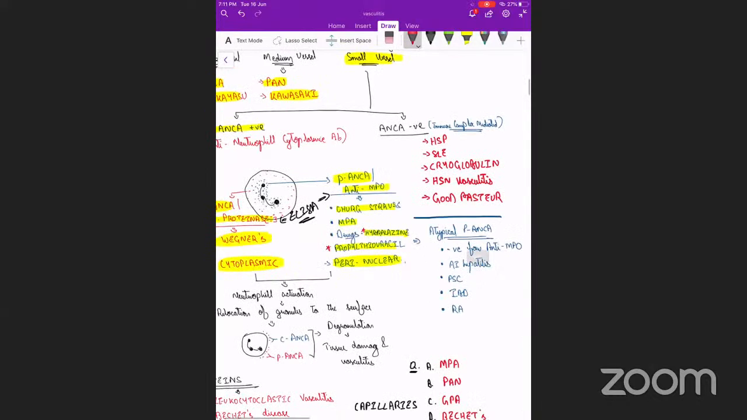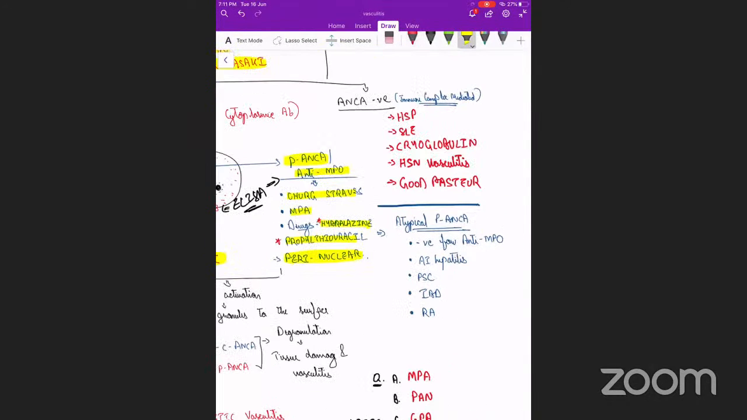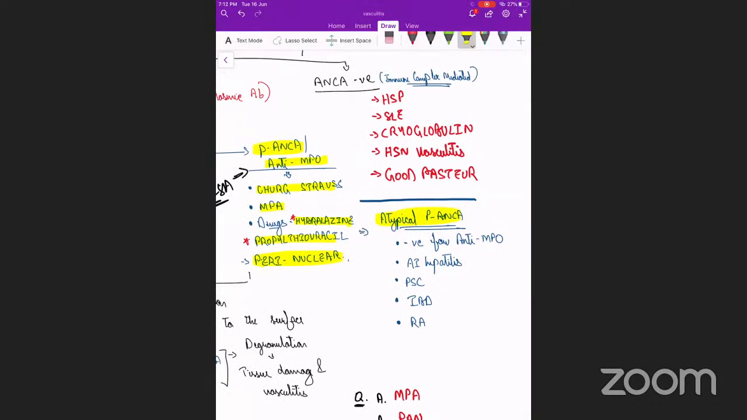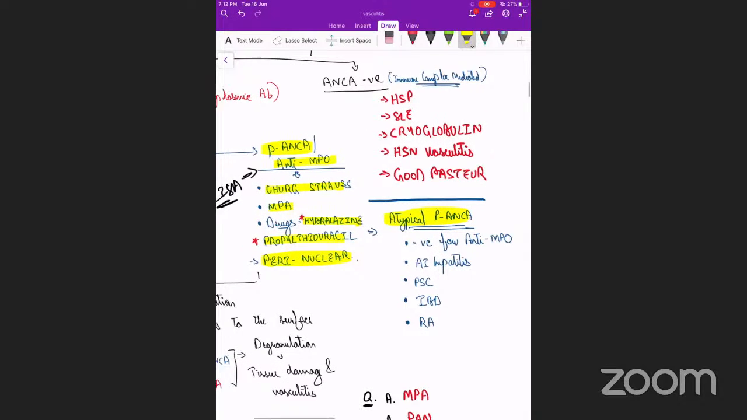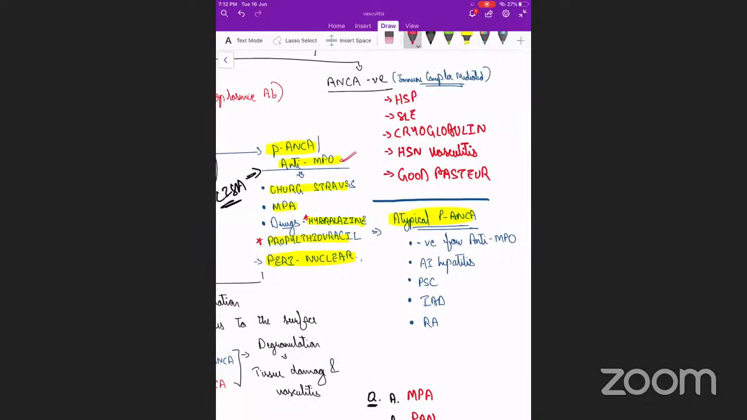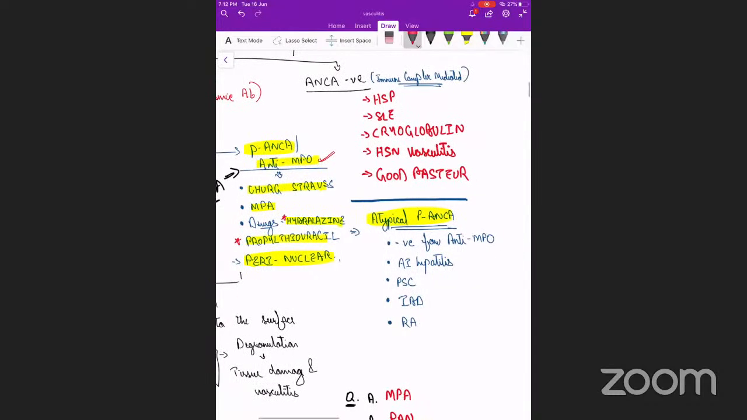Now, there is something else called atypical P-ANCA. Can anyone tell what atypical P-ANCA is? Okay, I've already mentioned. Atypical P-ANCA is, on doing immunofluorescence, you get a perinuclear stain. But this second criterion won't be satisfied. On doing ELISA, anti-myeloperoxidase antibodies won't be there, okay? So this can be in case of autoimmune hepatitis, primary sclerosing cholangitis, IBD, rheumatoid arthritis, all these things, okay?